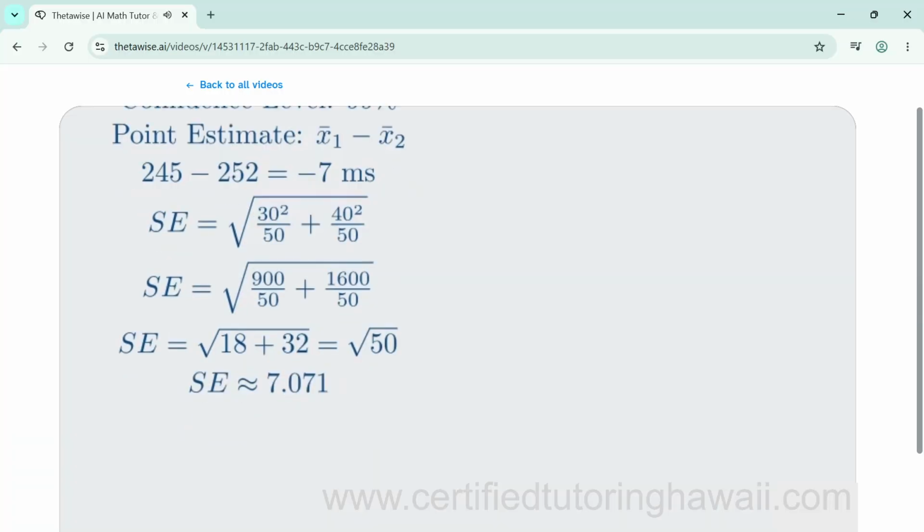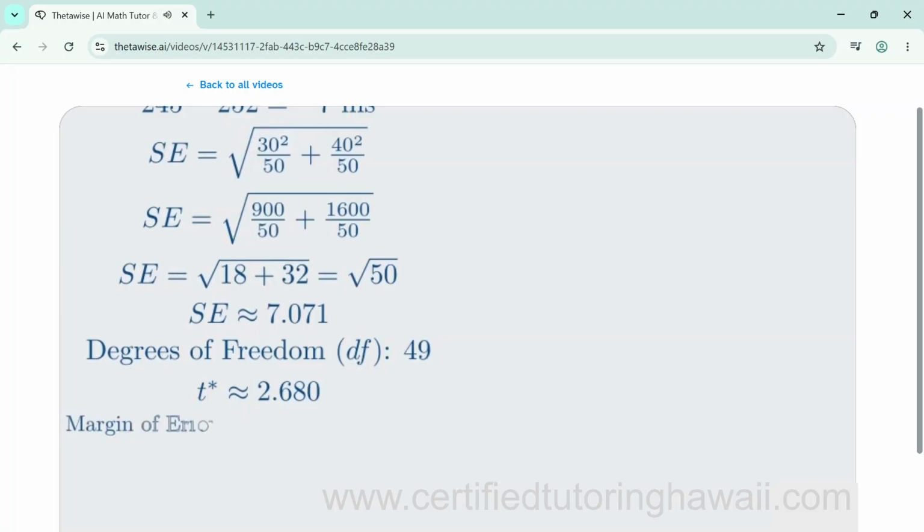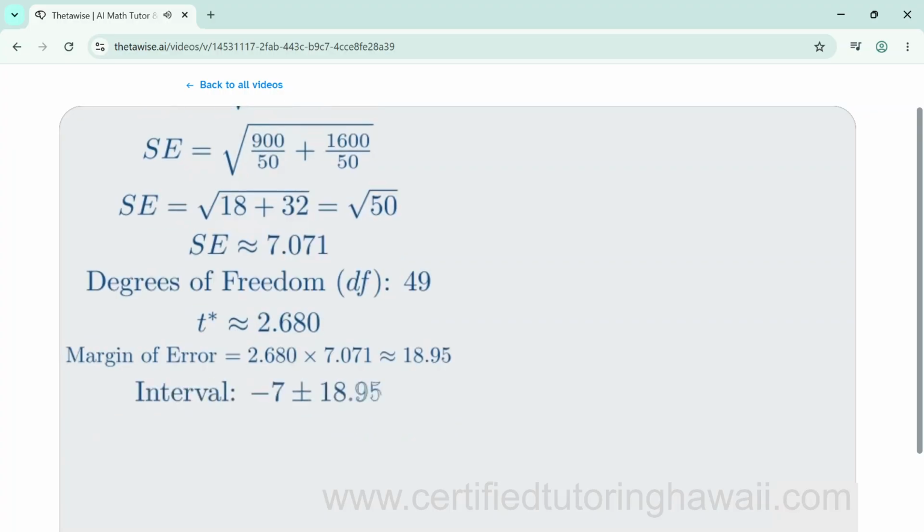Next, we find our critical value, t star. Using 49 degrees of freedom for a 99% confidence level, the critical value is 2.680. Now, we calculate the margin of error. The margin of error is quite large, about 18.95 milliseconds. Let's see what that does to our interval. Our interval ranges from -25.95 to +11.95.